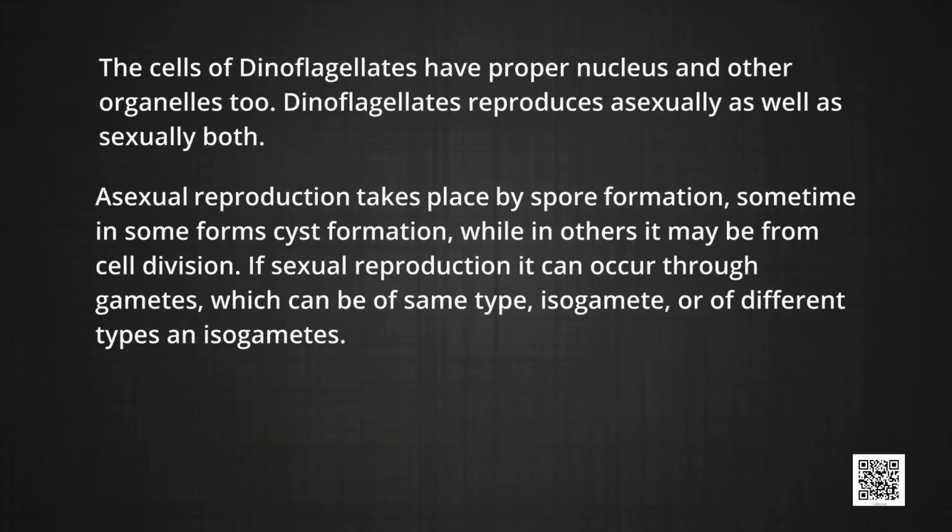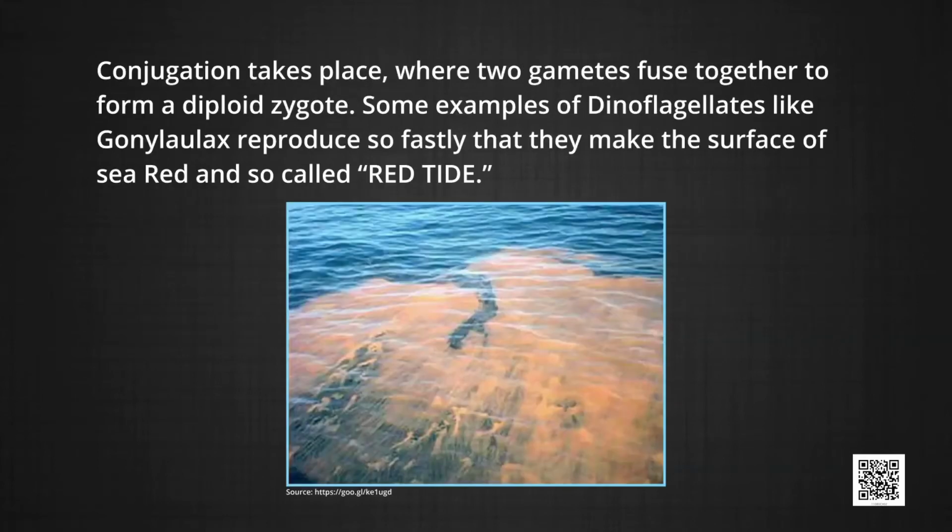Asexual reproduction takes place by spore formation, sometimes in some forms by cyst formation, while in others it may be by cell division. Sexual reproduction can occur through gametes, which can be of the same type, isogametes, or of different types like anisogametes. Conjugation takes place where the two gametes fuse together to form a diploid zygote.